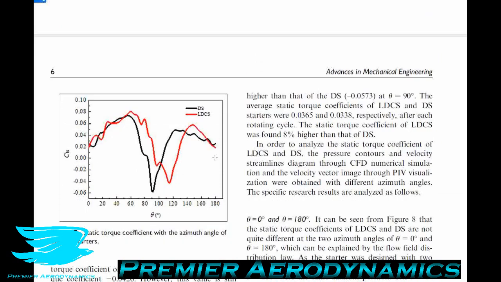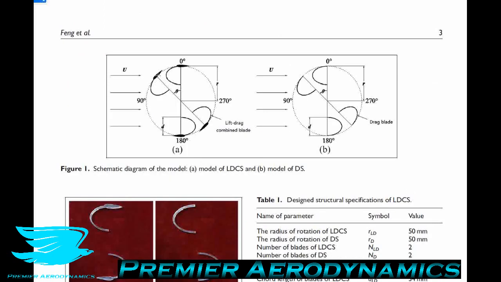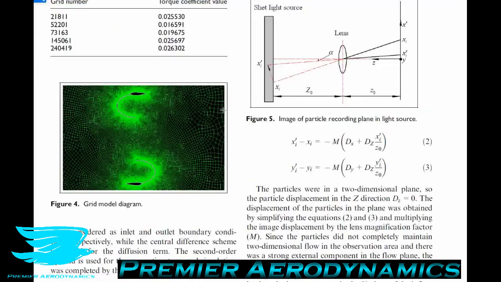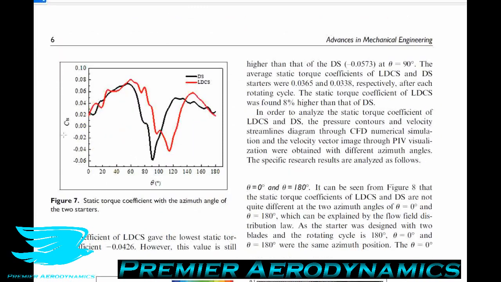We have the red line, which is for the blades that are producing both lift and drag. That's figure 1A here, these blades here. Figure 1B is just the drag producing blades, with no airfoil on the end. That is shown by the black line here. So we can see here, on the y-axis, we have this starting torque coefficient. And the lower this value is, the easier it is for this wind turbine to get started.